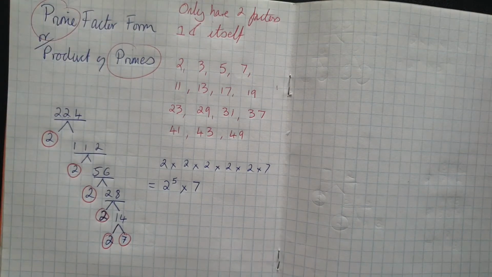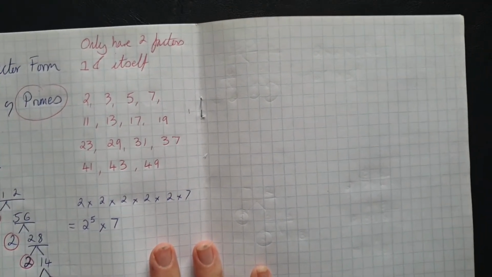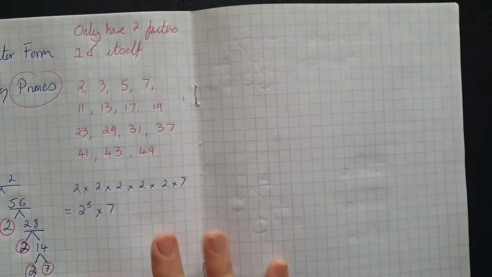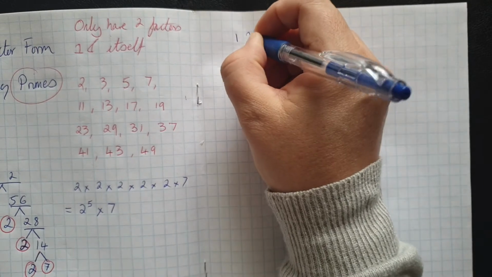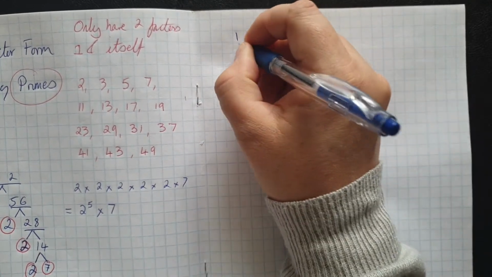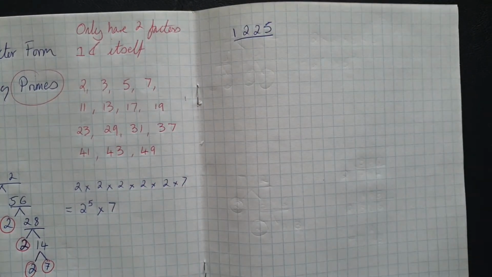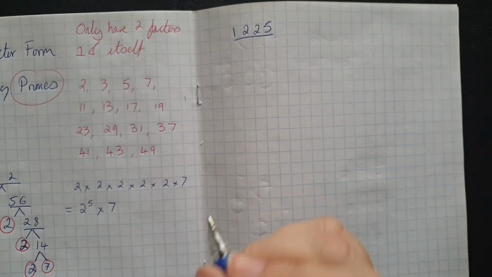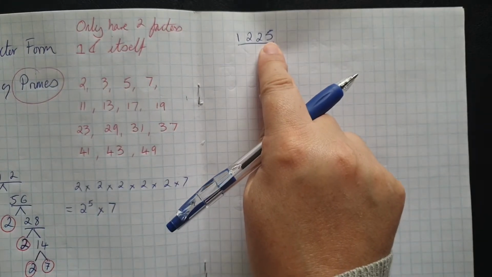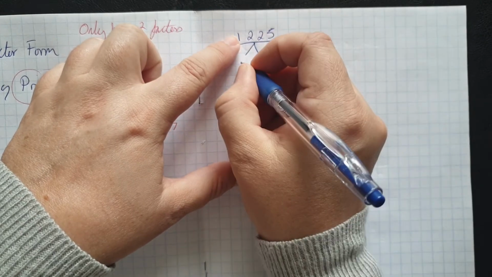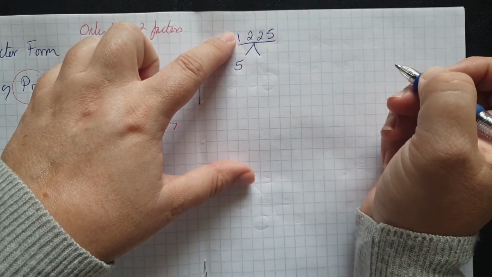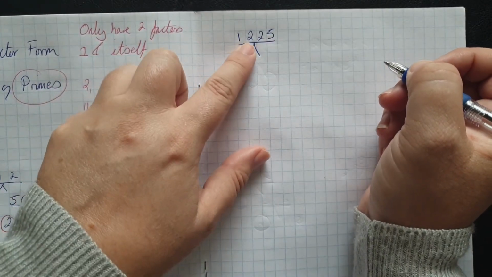Okay, let's do another example. Move that over so you can see clearly. I'm going to take the number 1225. Now they will give you these numbers on the question paper. 1225. Can't do 2 because it's not an even number. But it's got a 5 on the end, and because it's got a 5 on the end, I know that I can pull that 5 out. Okay. How many 5's in 1225?